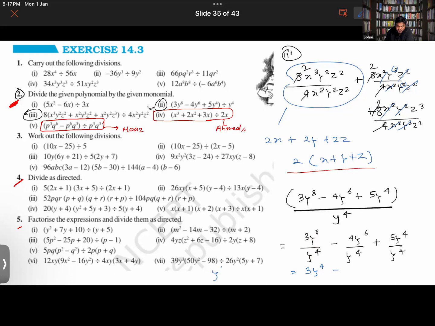Y raised to the exponent 4 basically means what? There are 4y's now: 1, 2, 3, and 4. All of them are in multiplication with each other. Same thing I can say for here also. I would take 2y's from here now. Now it is 4y square, and this y raised to the exponent 4 will be getting cancelled.